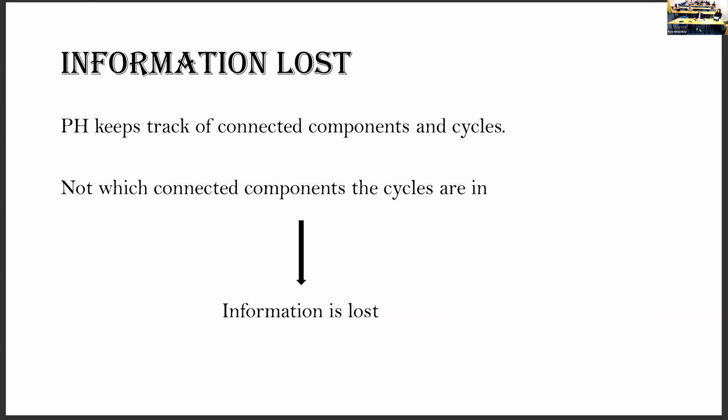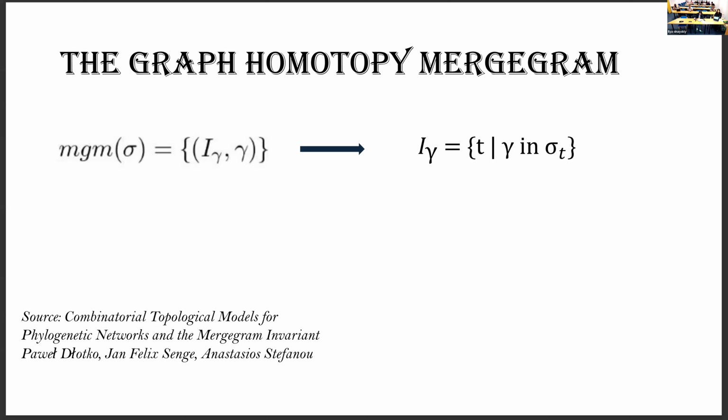Persistent homology keeps track of two details independently: the 0-dimensional homology and the 1-dimensional homology. So we know the number of cycles and when they exist, and we know the number of connected components and when they exist. But the graph sequence of polynomials tells us exactly which connected components have what cycles. So persistent homology does lose information. So we need something more informative. And this is where the graph homotopy mergegram comes in.